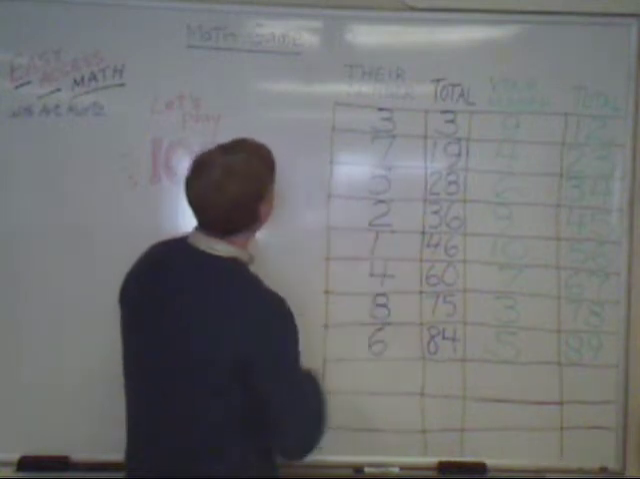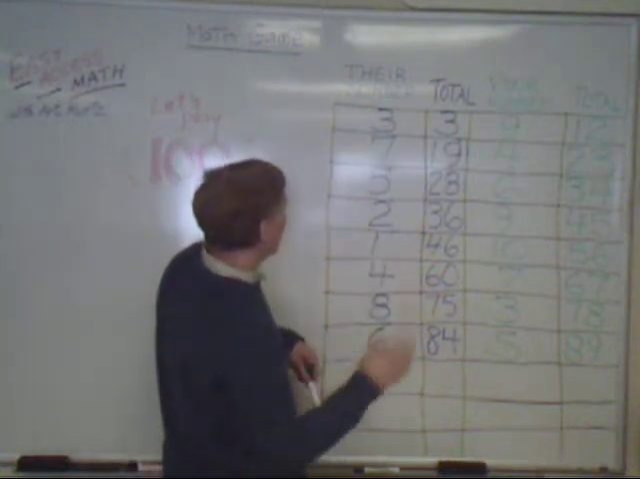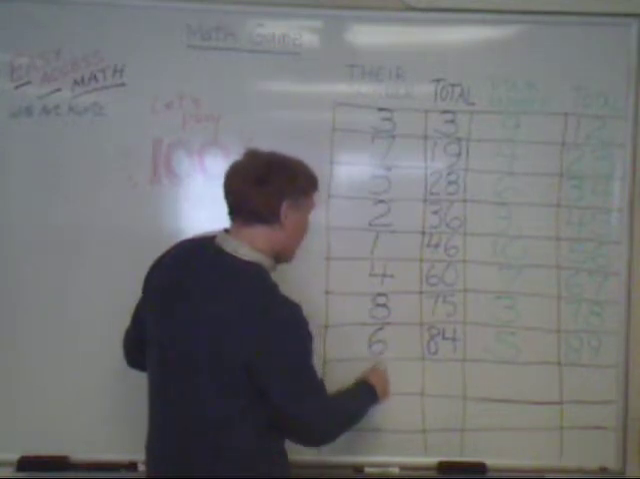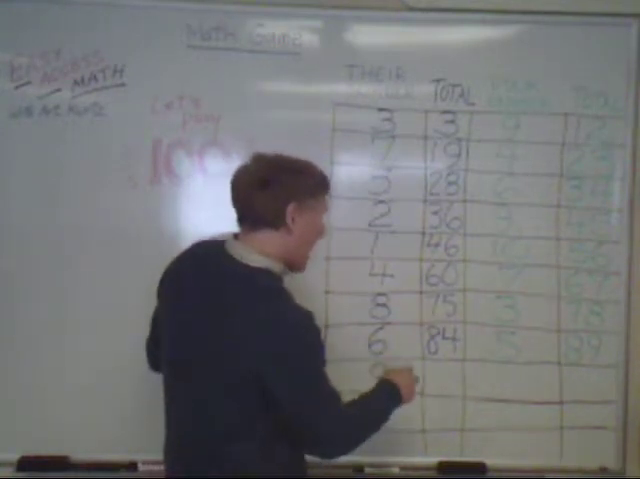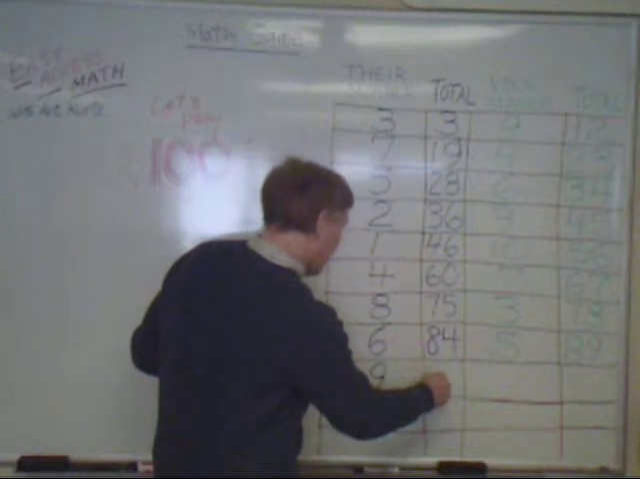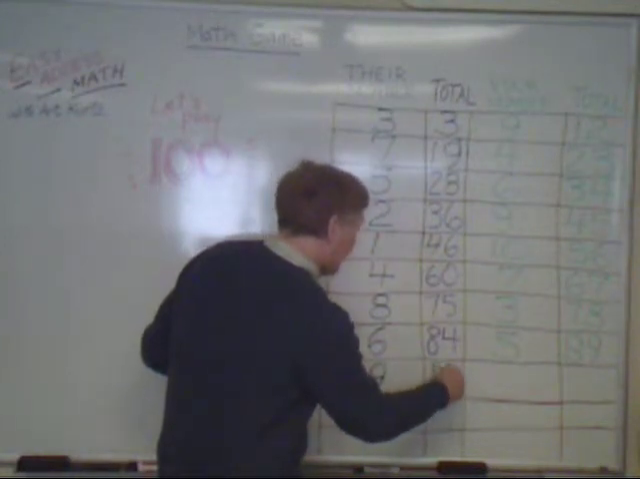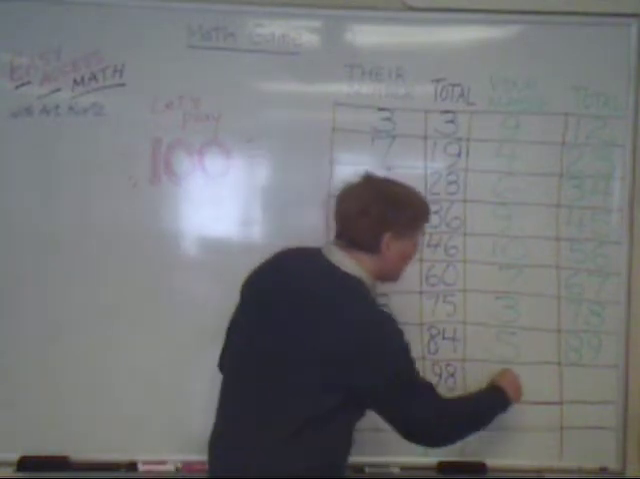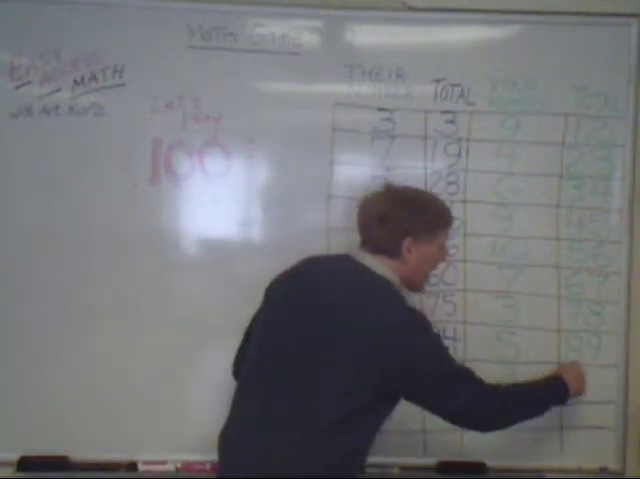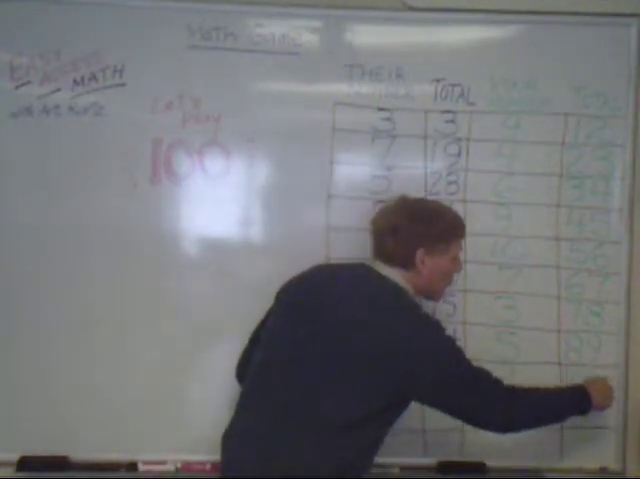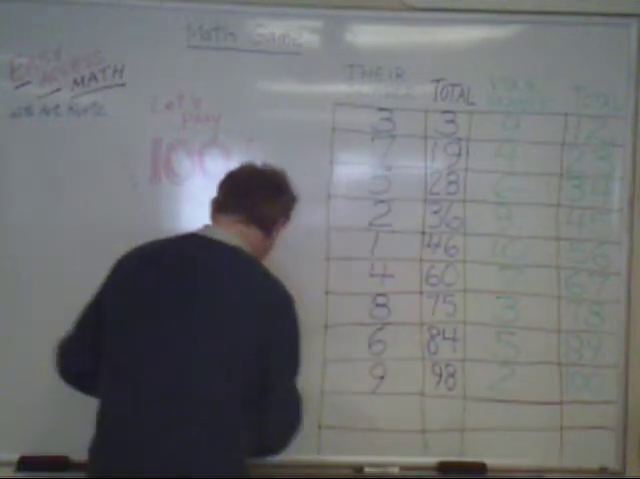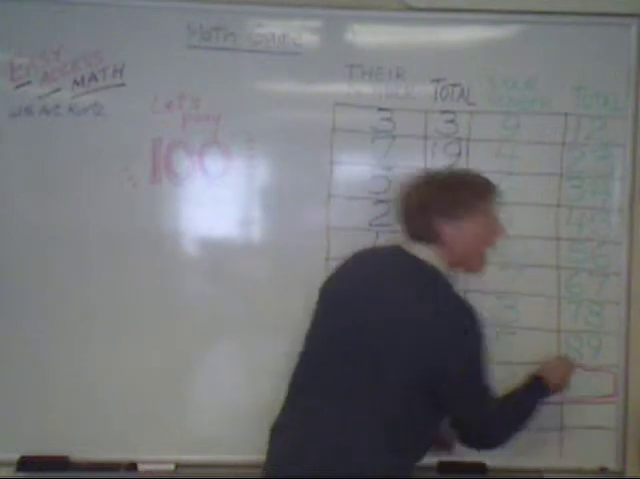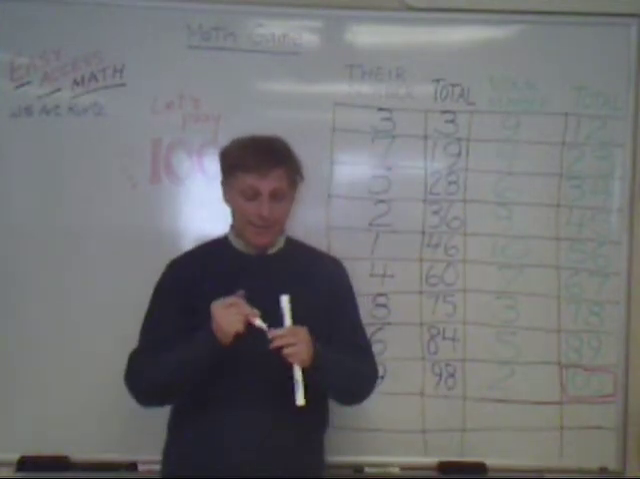So, let's just say they pick the number 9. They want to get really close. And that will take us up to 98. And with 98, there I am. All I have to do is pick 2. I have 100, and I win the game. Right there. I'm the winner. I'd like to thank the Academy for this moment.